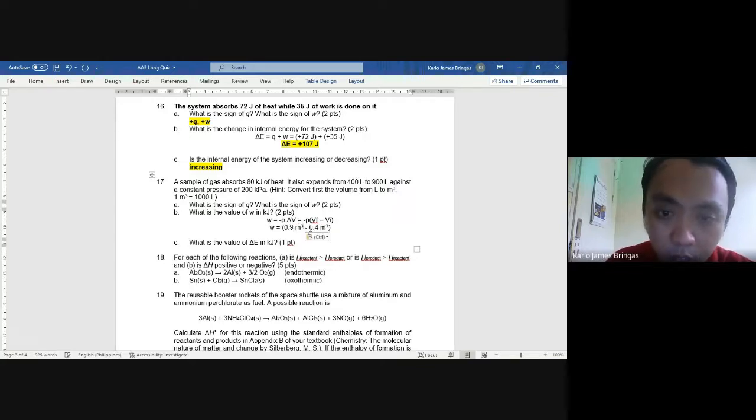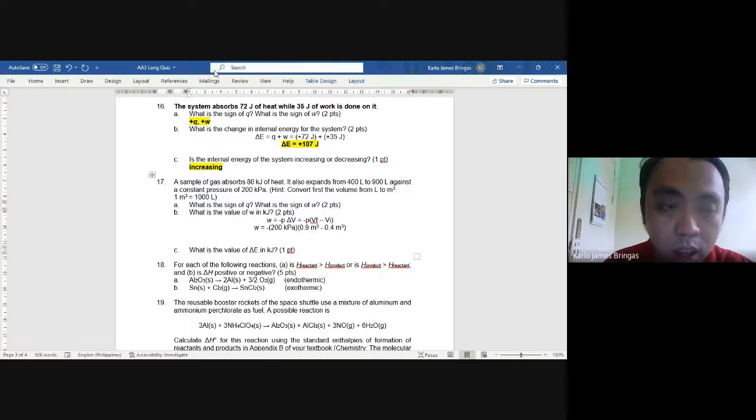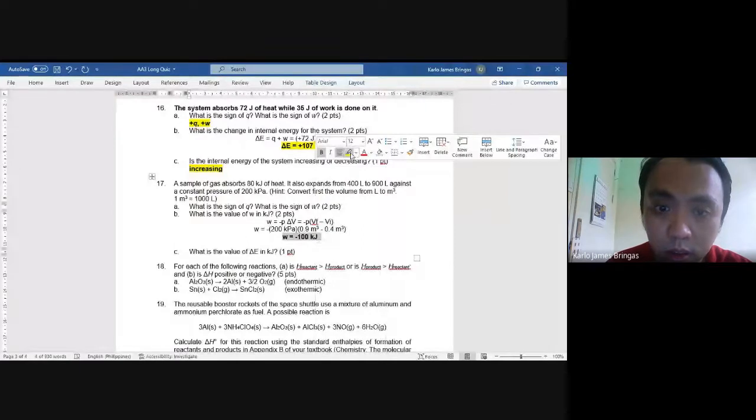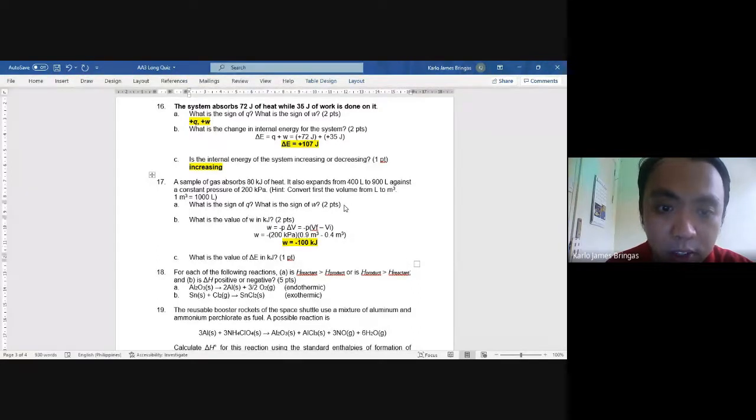That's 0.9 cubic meters. And we multiply that one to 200 kilopascal. So using my calculator now, I can then compute the work for this one. So work is equal to negative 200 kilopascal times the difference here is 0.5. So the work is equal to negative 100 kilojoules. So now that we have the value of the work, we can then answer the letter A.